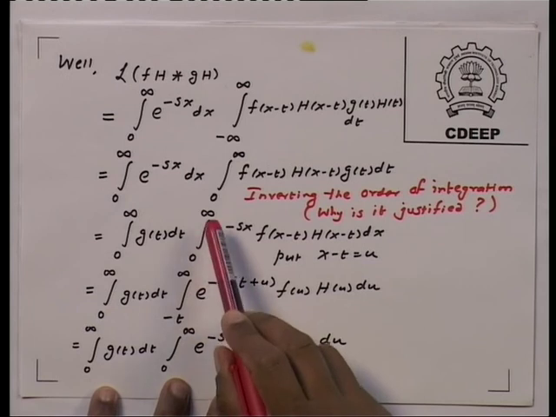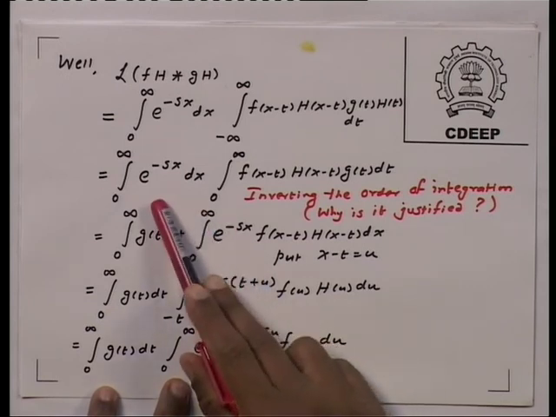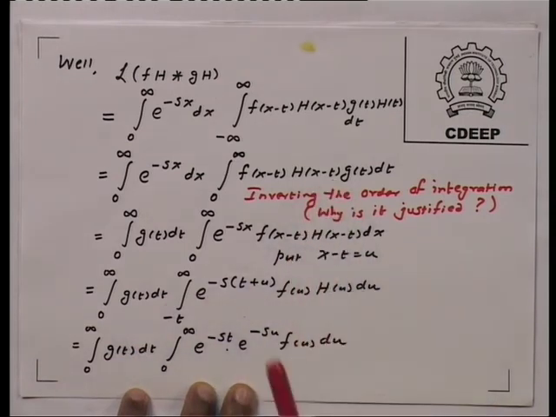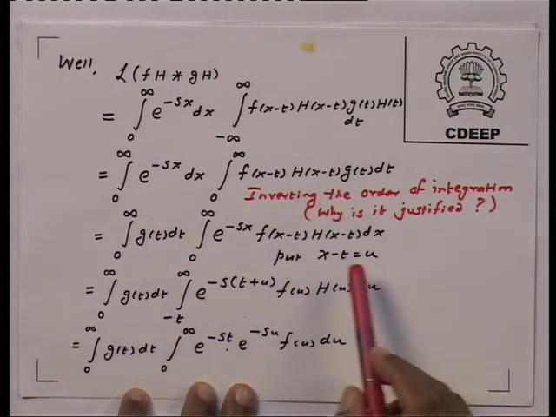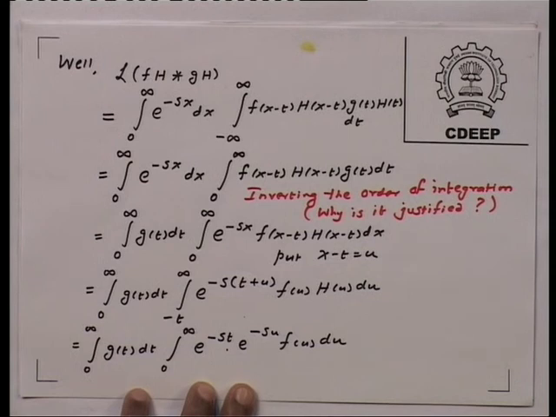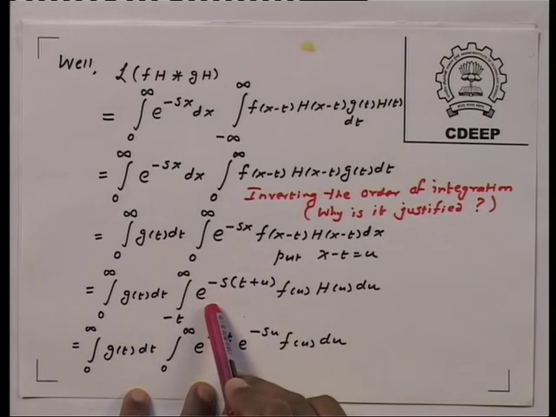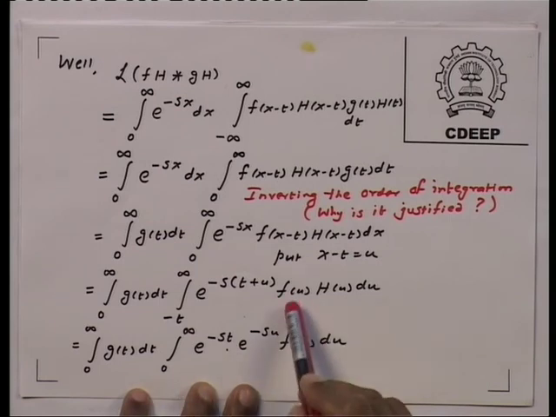So the inner integral goes from 0 to infinity of e to the power minus sx, f of x minus t, h of x minus t, dx. Here you put x minus t equal to u, just a shifting of the variables. So it is integral 0 to infinity g(t) dt, integral from minus t to infinity, where x is t plus u, so e to the power minus s(t plus u), f(u) h(u) du.